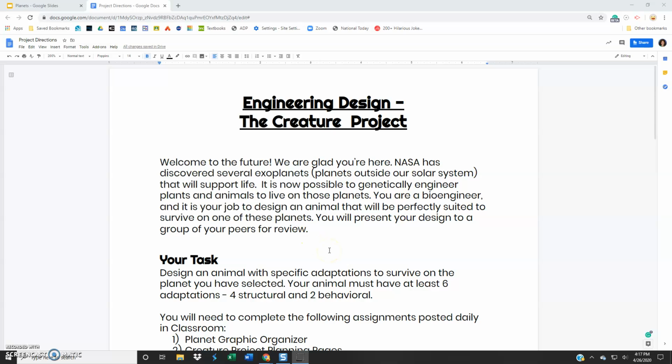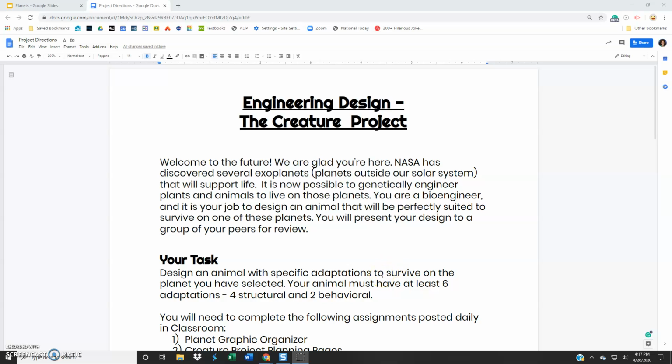So, welcome to the future. We're glad you're here. NASA has discovered several exoplanets. Exoplanets are planets outside our own solar system that will support life. It's now possible to genetically engineer plants and animals to live on those planets. You are a bioengineer, and it is your job to design an animal that will be perfectly suited to survive on one of these planets. You'll present your design to a group of your peers for review.